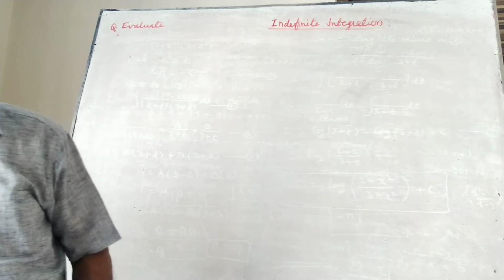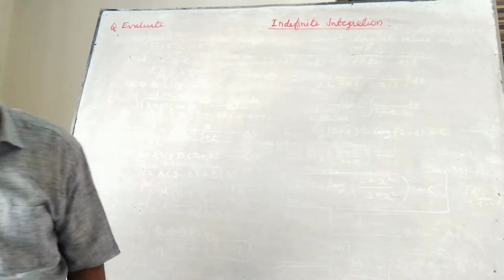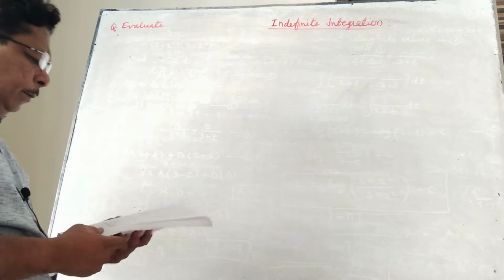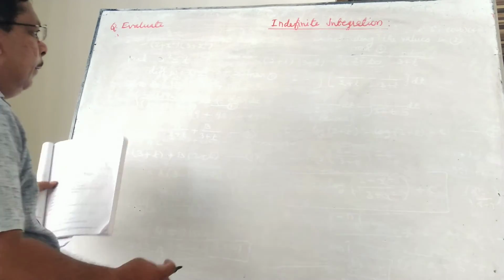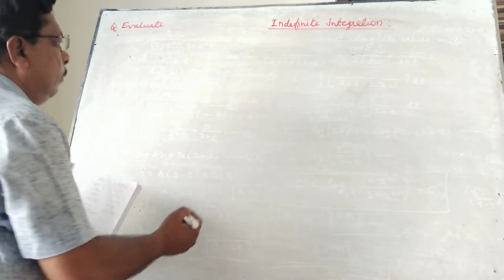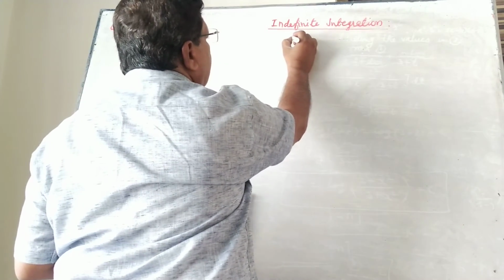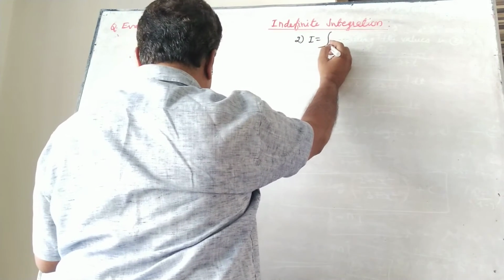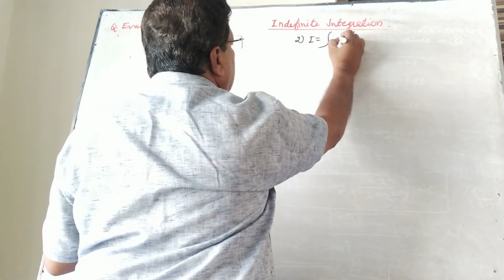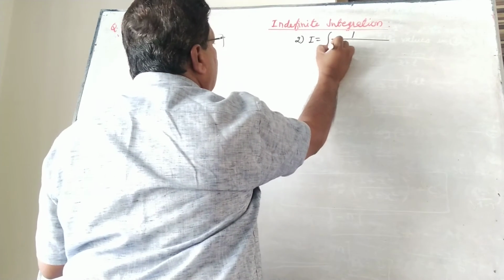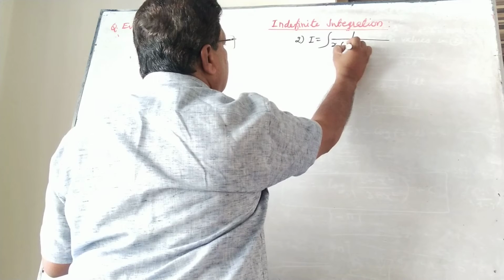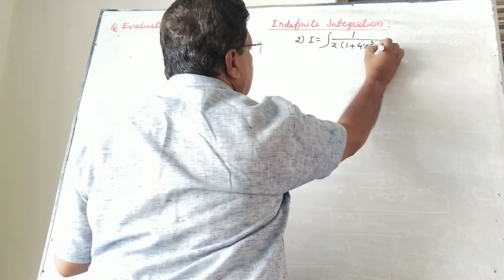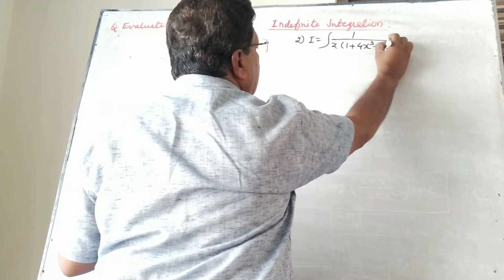Okay, second sum. I is equal to integration, the second one is, integration 1 upon x into (1 plus 4x cube plus 3x raised to 6) dx.